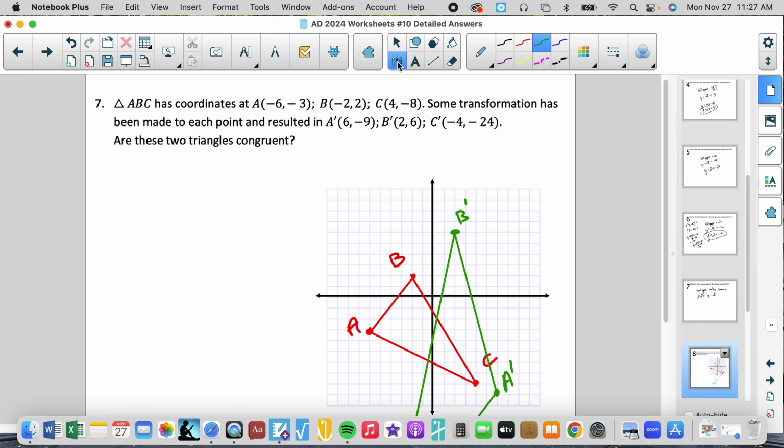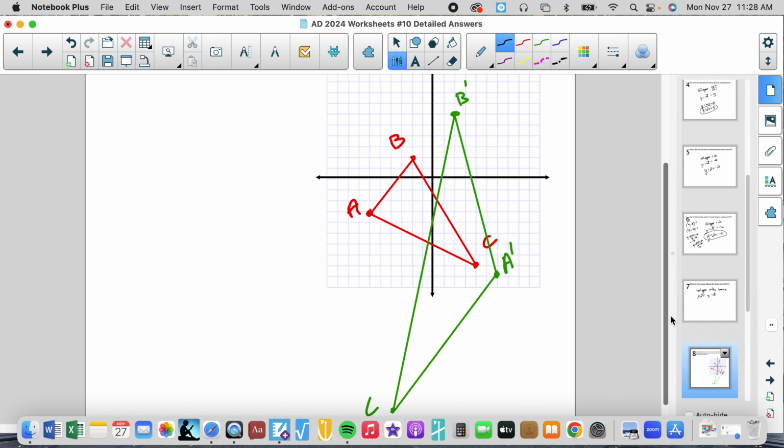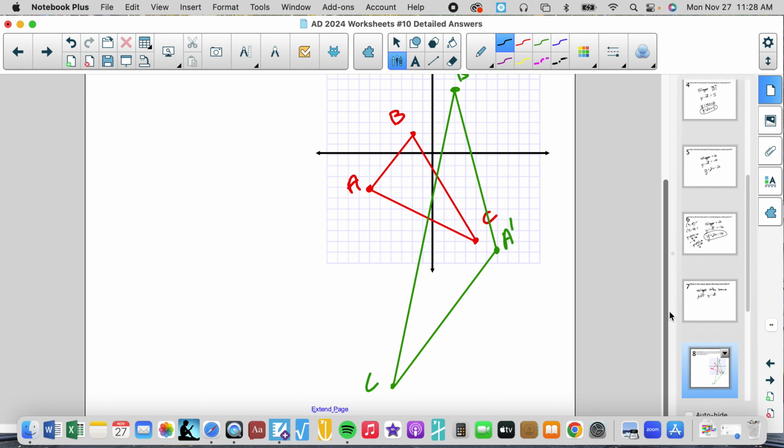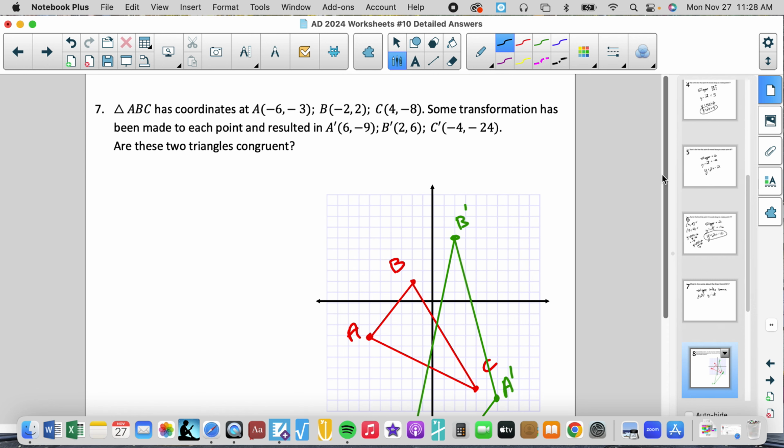Here's the way that we can look at the transformation. B got shifted up 4, right 4. But then A didn't go up, it went down. And C went down and went down more. So I'm going to say no. They have dilated as well as reflected over the y-axis. The reflection maintains congruency, but the dilation does not.